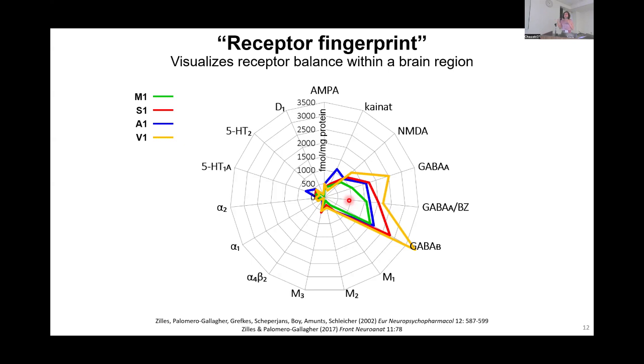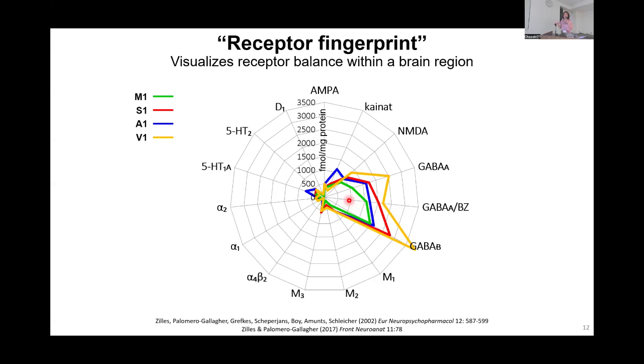and looking for an intuitive way of simultaneously visualizing the densities of as many different receptor types in a single area as possible, we came up with what we called the receptor fingerprint of the area, because we find that this balance between the different receptors in a single area is really as unique as our fingerprint is, okay? You can see that areas have different fingerprints, and that fingerprints can differ in shape and or size.